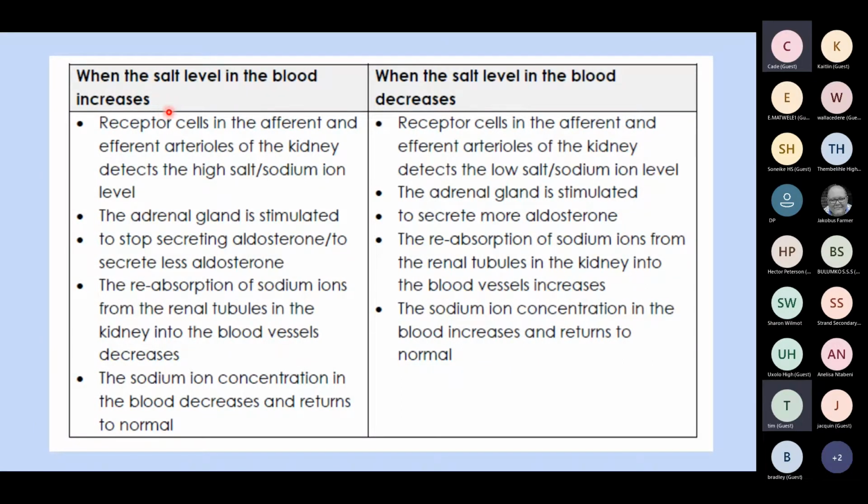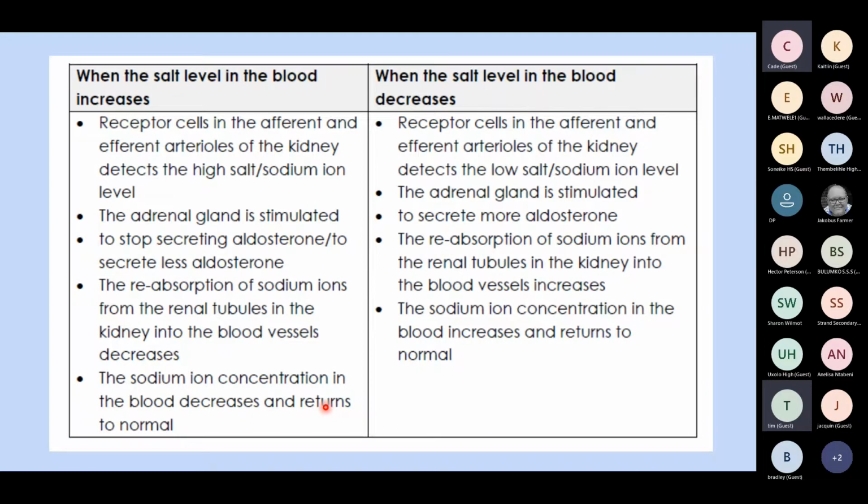Increase, less aldosterone. With less aldosterone, the reabsorption of salt or sodium ions in the renal tubules of the kidney will decrease. What is your target organ? The kidneys. This causes the sodium ion concentration in your blood to decrease, and it goes back to normal.